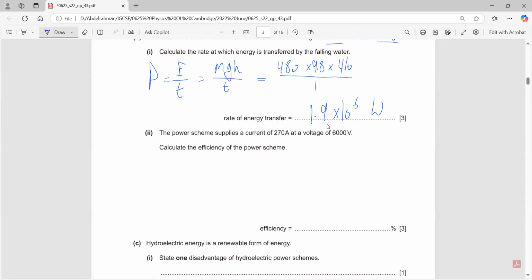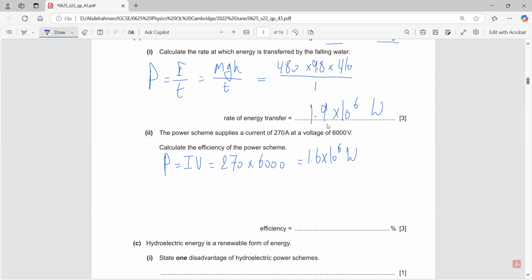The power scheme supplies a current of 270 amperes at a voltage of 6,000 volts. Can I find the efficiency? Yes. If I have the original power, can I find the second power? So power equals IV. 270 times 6,000. This is 1,600,000, 1.6 times 10 to the power of 6 watts.